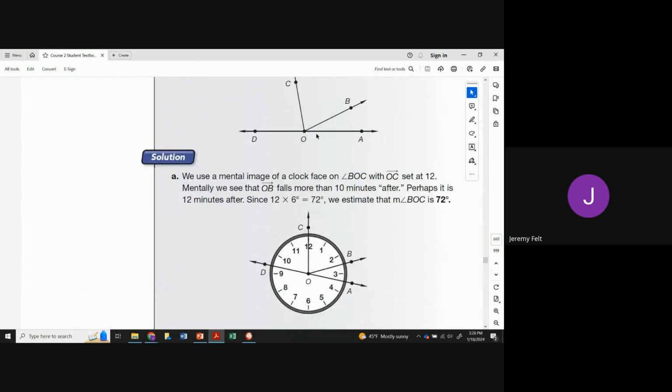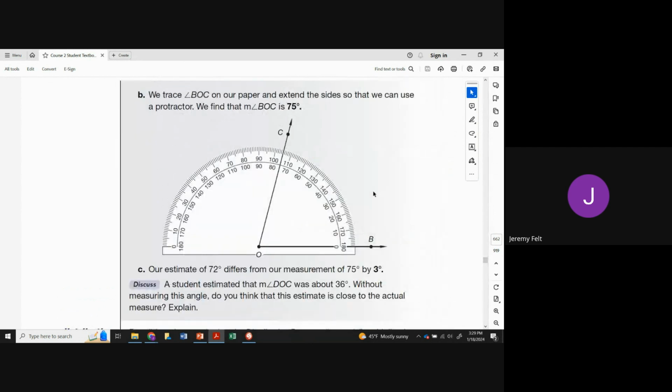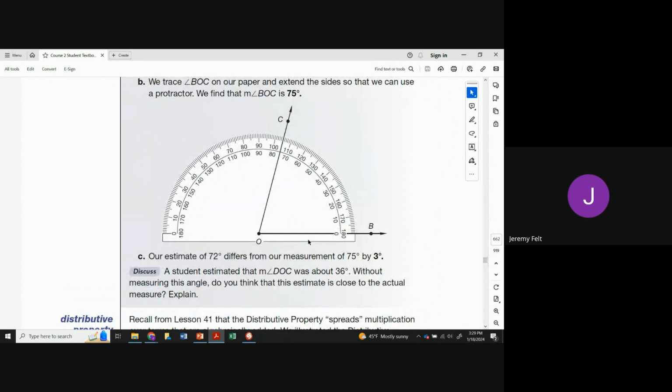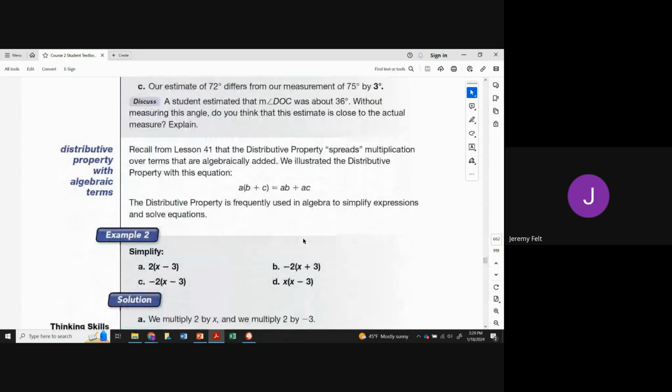So the measure of BOC, I was going to say maybe 80 degrees just in looking at it because it's not quite a right angle. They said 72. If we use a protractor, maybe get it to 75. And we're all hovering around the same answer. We only estimate when we're told to do so, otherwise we're going to be given enough information to calculate.